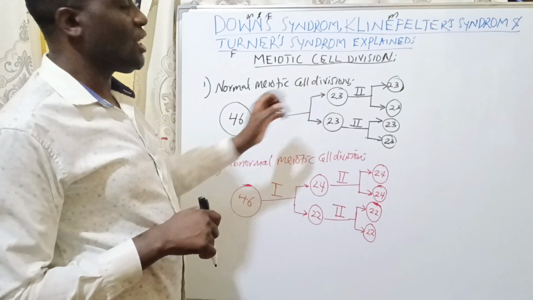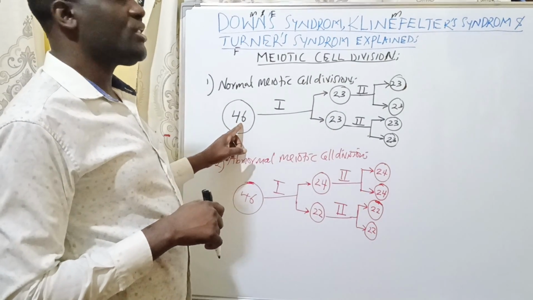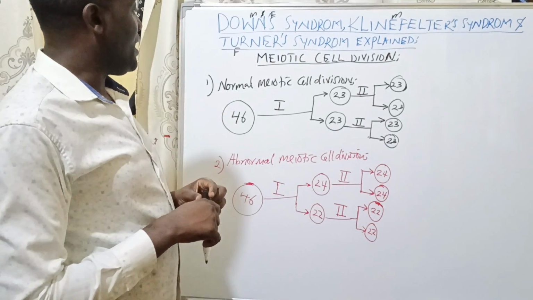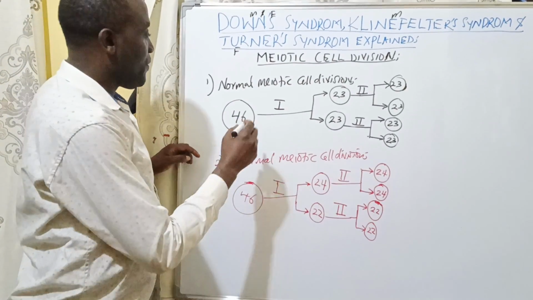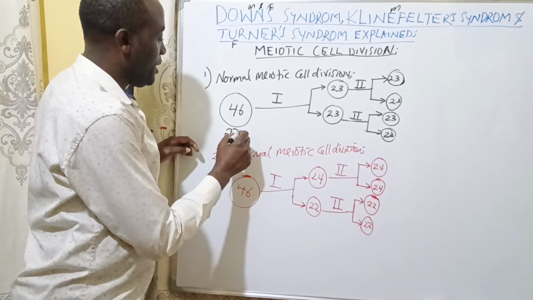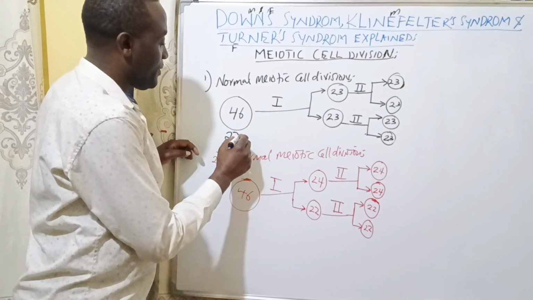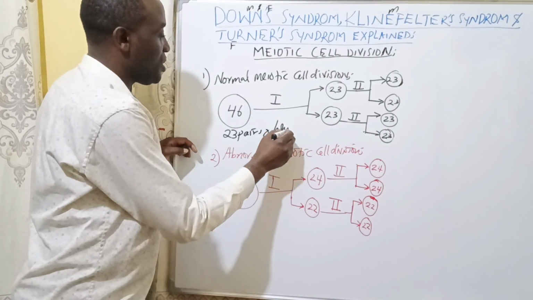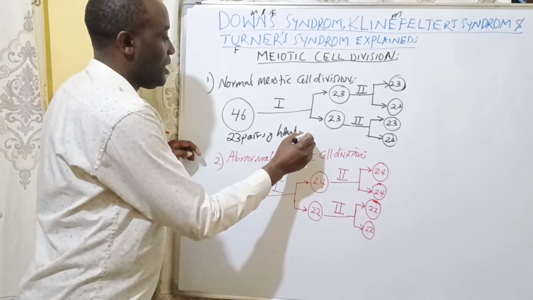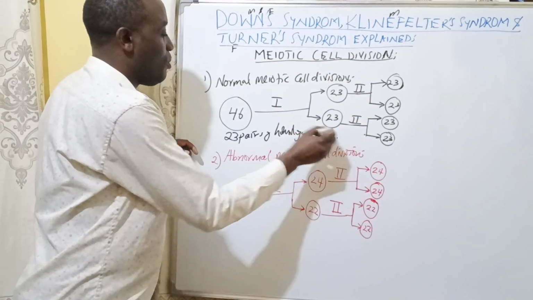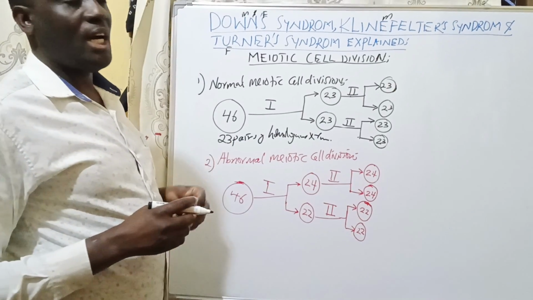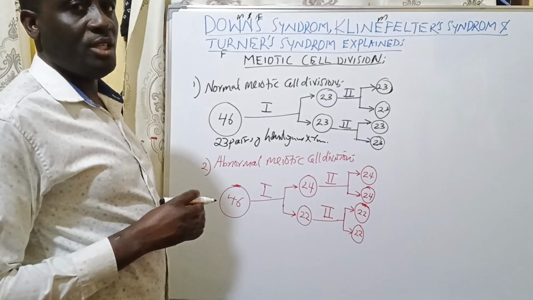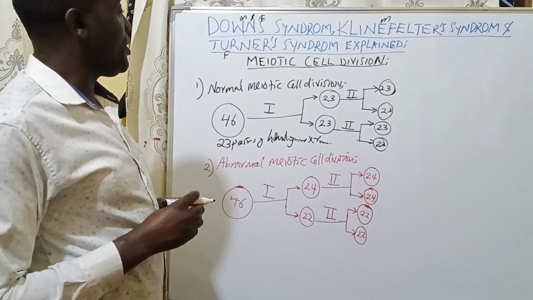So this is the normal meiotic division. You begin with 46 chromosomes, and these 46 chromosomes exist as 23 pairs of homologous chromosomes. By homologous, I mean chromosomes that have the same genetic information and the same structure. It is to do with genetic information and to do with the structure.